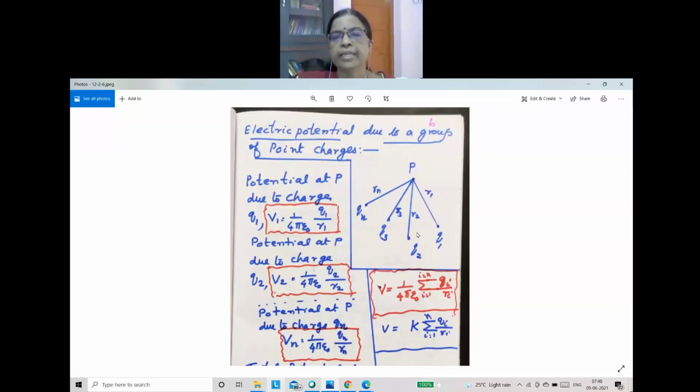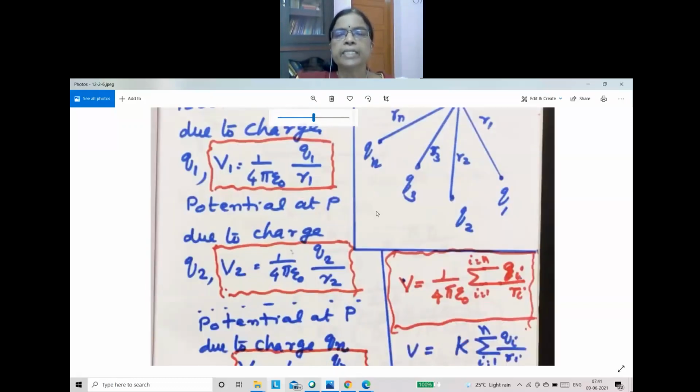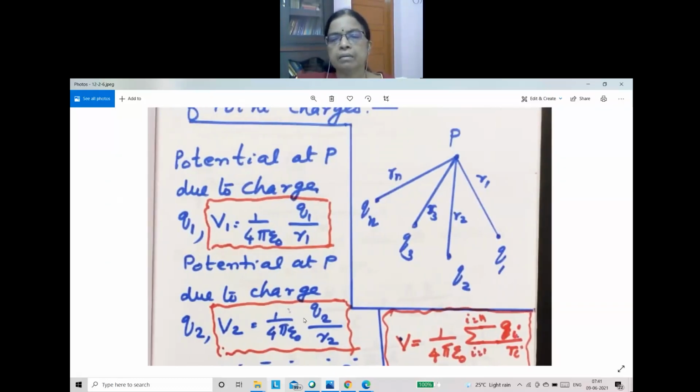One charge we know. If only one charge is there, potential is 1 by 4 pi epsilon 0 Q1 by R1. Here a number of charges are there. So how will you find the potential, children? First, find the potential due to the first charge, V1. V1 is equal to 1 by 4 pi epsilon 0 Q1 by R1. Then V2 is equal to 1 by 4 pi epsilon 0 Q2 by R2. Just like that we have to write. Then last, we have to find the total potential.